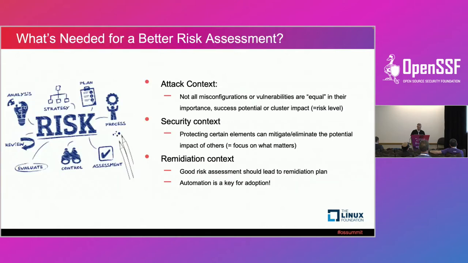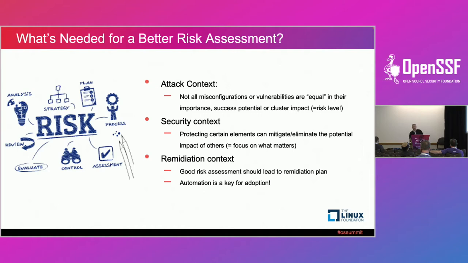Now, if you ask yourself, okay, we understand that misconfigurations are a good start, we understand where we can start. But the question is, where do we want to go, or how do we make it even better? And here, I think there are three factors that we need to consider when we plan our ideal risk assessment plan. I think the first one is the attack context.